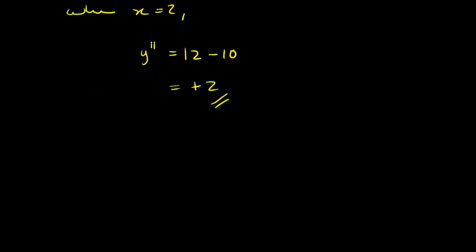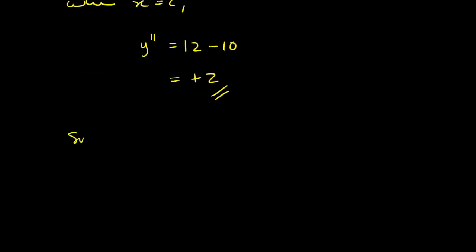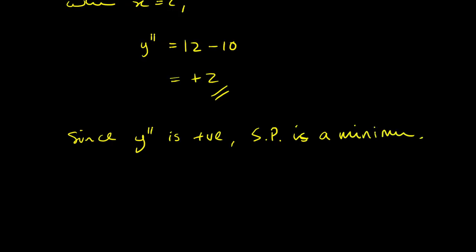And so you need to say something like, since y double prime is positive, or is greater than 0, the stationary point is a minimum. Okay, and that'll be your answer.